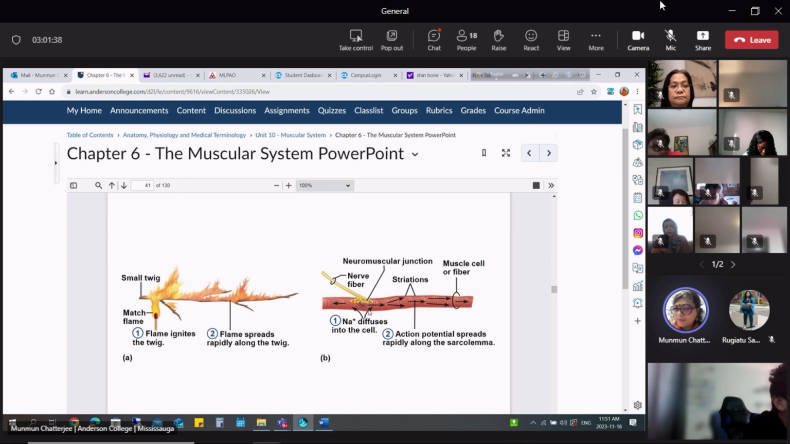So just a little bit of an idea: the neuron is coming, this is the axon terminal, and it releases acetylcholine at the neuromuscular junction. When the acetylcholine is released, a lot of chemical reactions go on. Sodium goes in, potassium comes out, the signals are stimulated, and then the thick and thin filaments of the muscle fibers start contracting and relaxing.